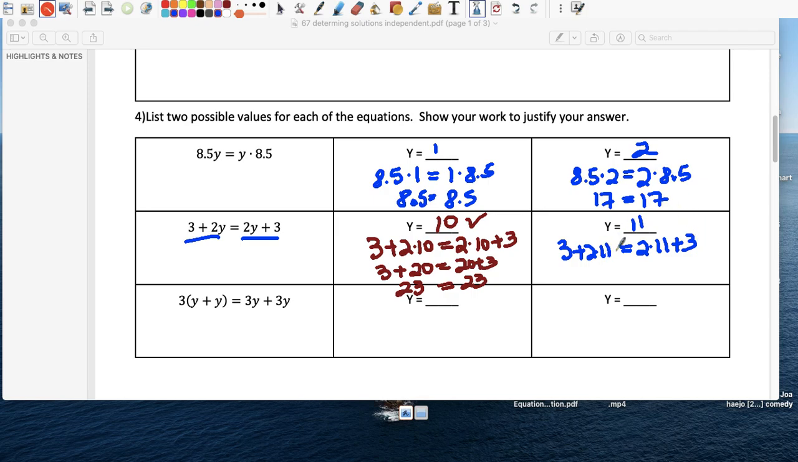Es la misma cosa, right? We're multiplying 2 times 11 and sumando 3, and plus 3. So 3 plus 22. Here we have 2 times 11, which is 22 plus 3. And ustedes ven, you can see that 3 plus 22 is 25. And on this side, we get 25. So 10 works, 11 works, 12, 13, 14, 15, any number in the world works here. Why? Porque este lado y este lado son igualitos.